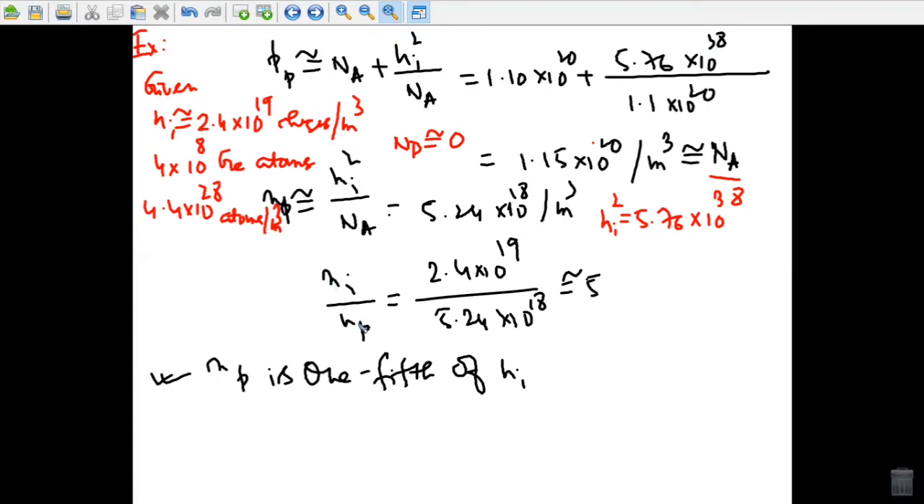So Ni divided by Np becomes 2.4 × 10^19 divided by 5.24 × 10^18, which is nearly equal to 5. So this is the inference that Np is 1/5 of Ni. In other words, the concentration of minority charges reduces to about 1/5 of the intrinsic value. So this is a very important result.